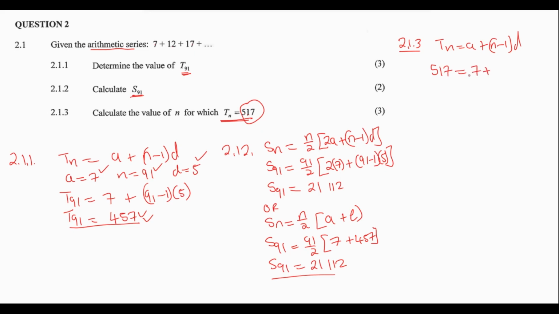Then plus (n minus 1). n, that's what you're looking for. n minus 1. And then the difference is 5. Okay, you can distribute 5 here. Get 517 is equal to 7 plus 5n, and then minus 5, right? 517 is equal to 5n plus 2, right? Let's subtract 2 from both sides of the equation. 515 is equal to 5n, and therefore n is equal to 103 after dividing by 5 on both sides of the equation. So 517 is term number 103.